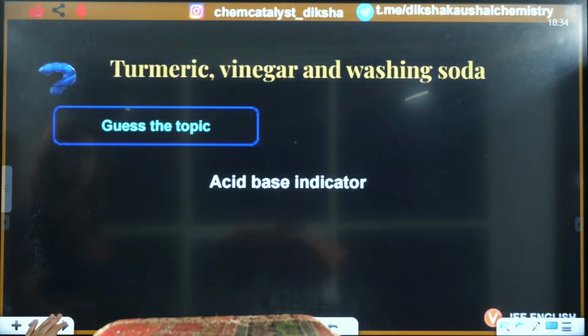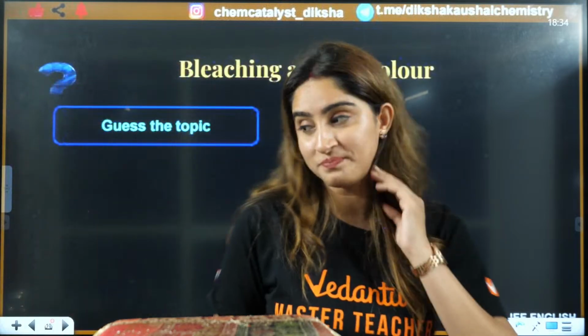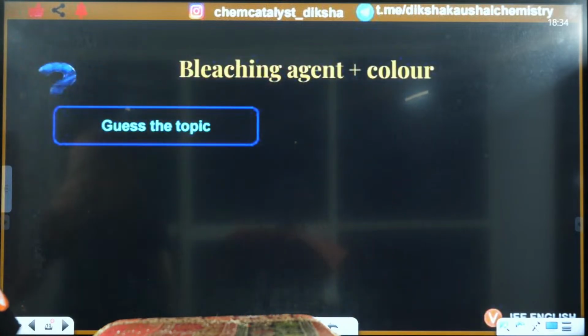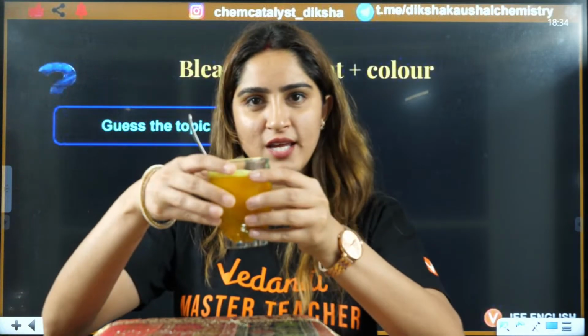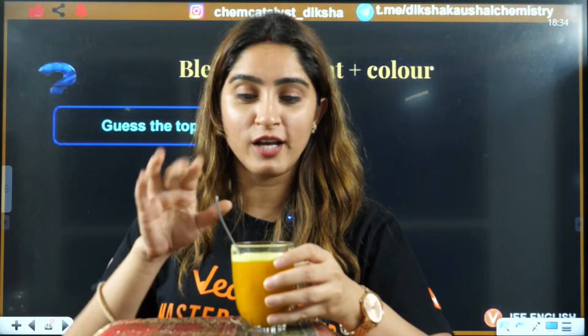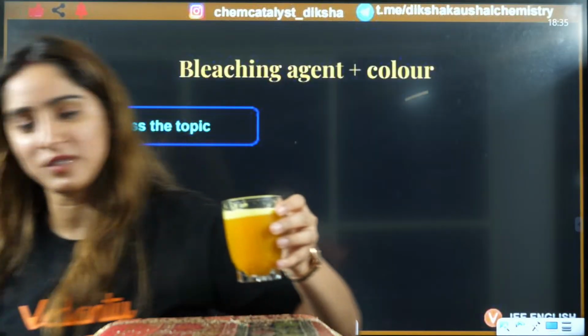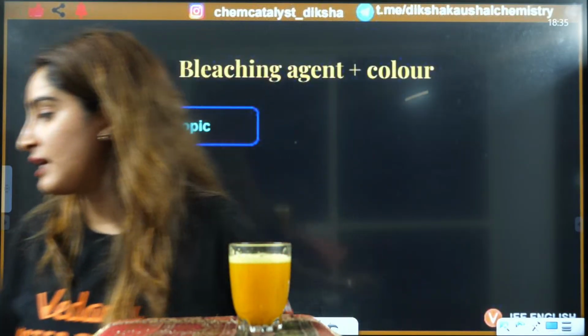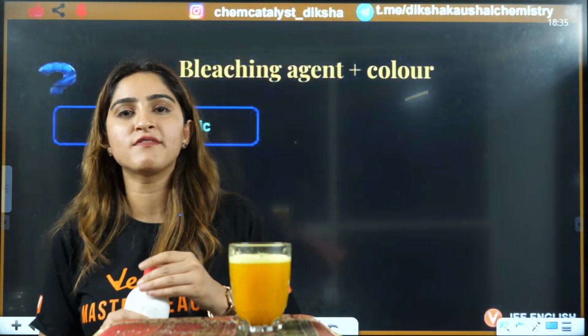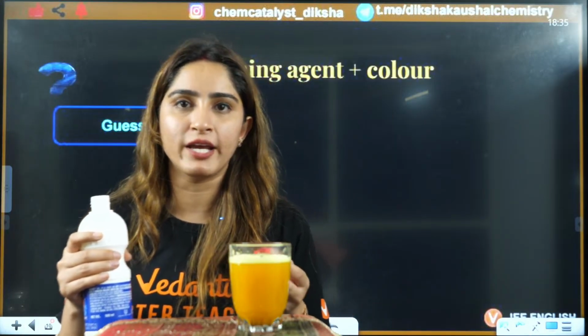So now let us see the next experiment, that is bleaching agent plus color. Again, let's do the experiment on this one only. Otherwise, I have red fruit color also. But let's try to do this. Ala is a bleaching agent that you must have seen in your houses. Ala is a very good bleaching agent.